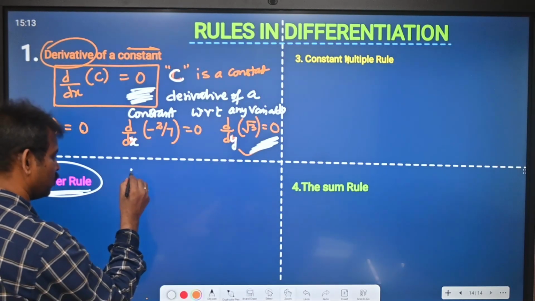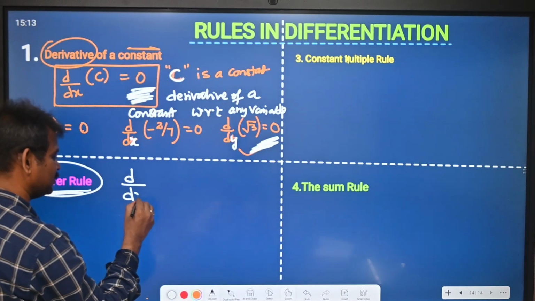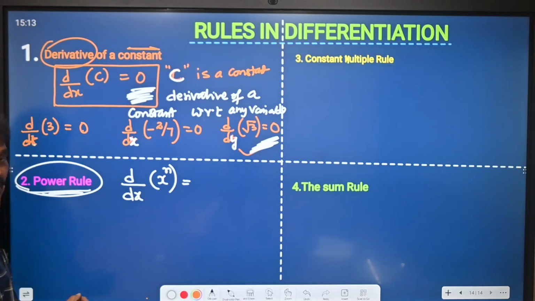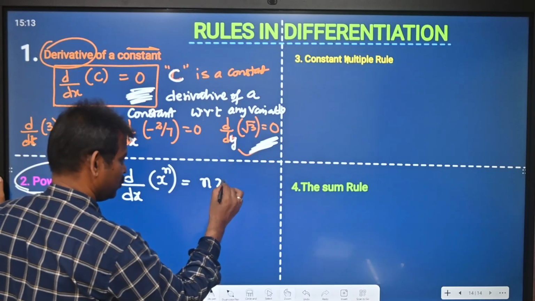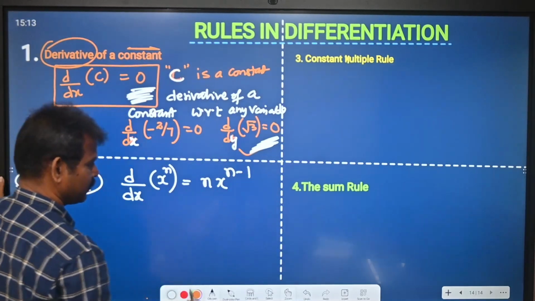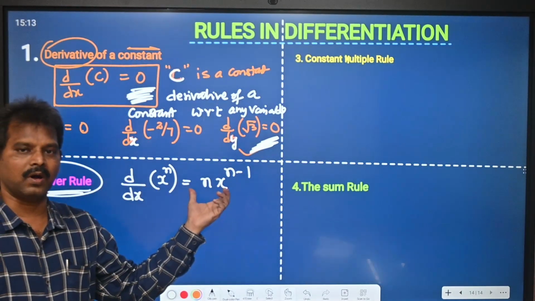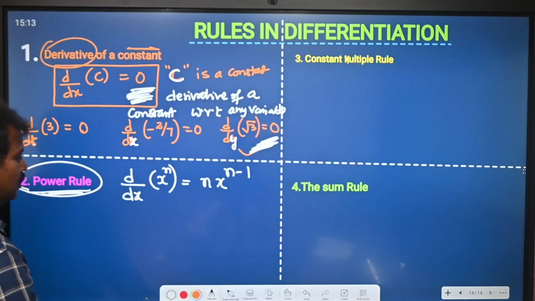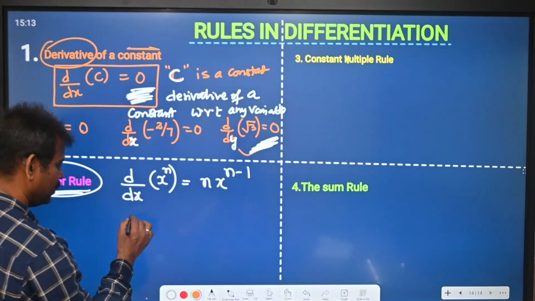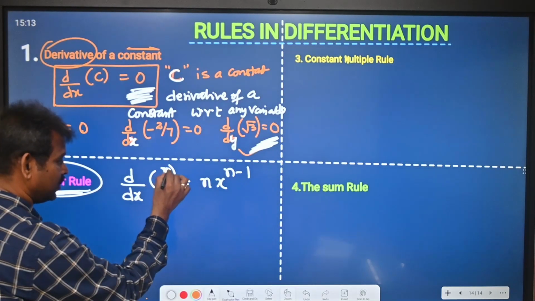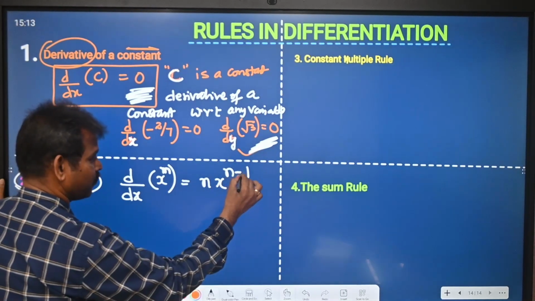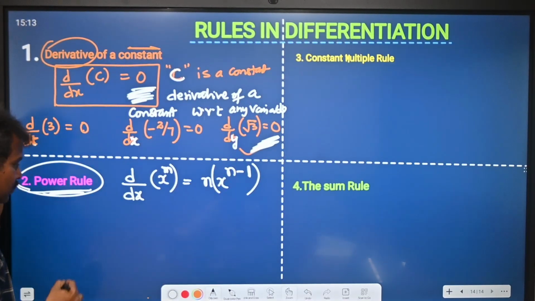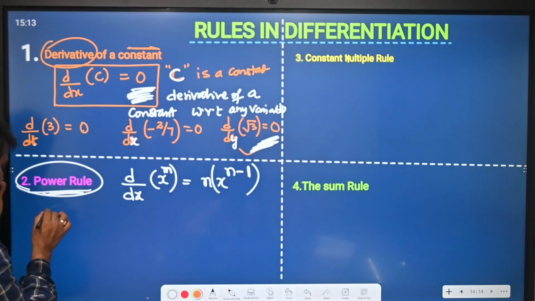Now, the second one, the most important rule and most important formula for differentiation, called the power rule. So, what is this power rule? d by dx of x power n is equal to n into x power n minus 1. This is the most important and basic formula while solving problems of differentiation. Here, the power of x decreases by 1 first, and the result is multiplied with n. For example, we will see one example.